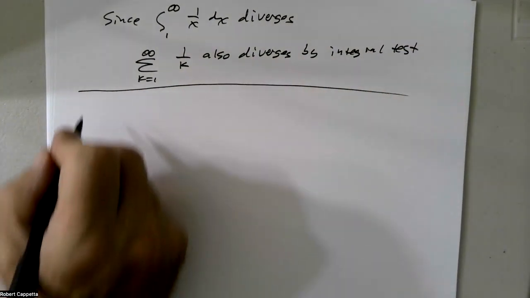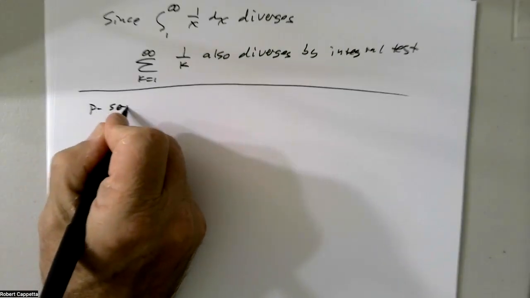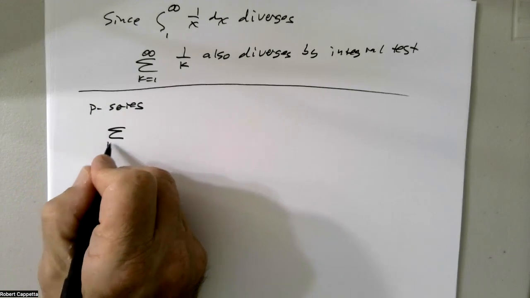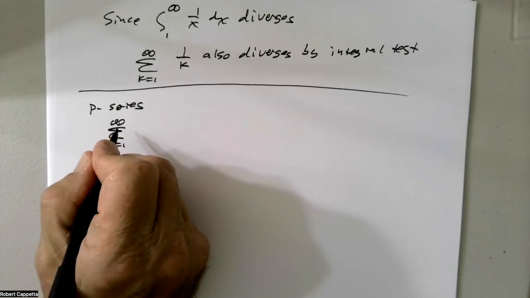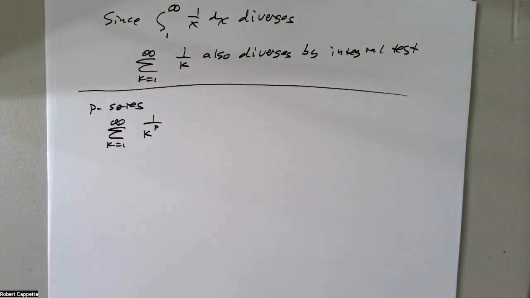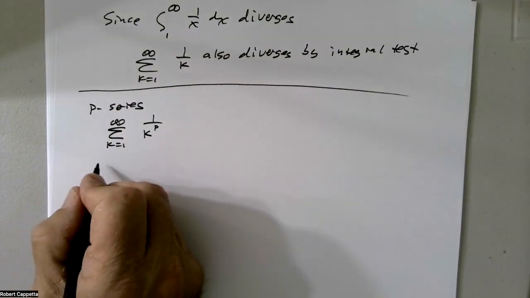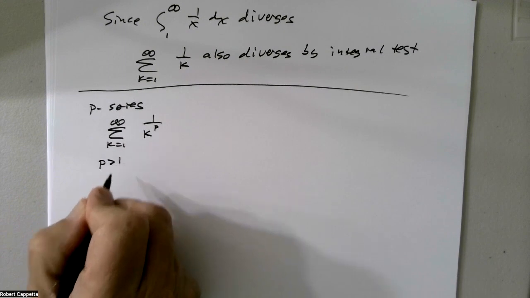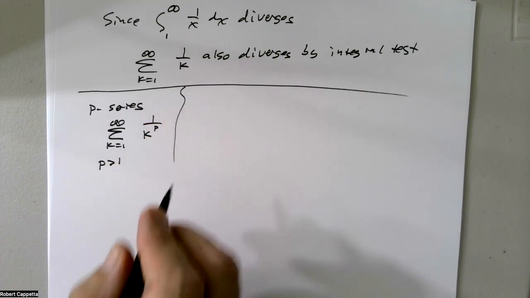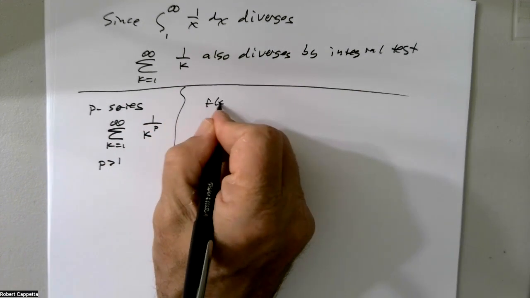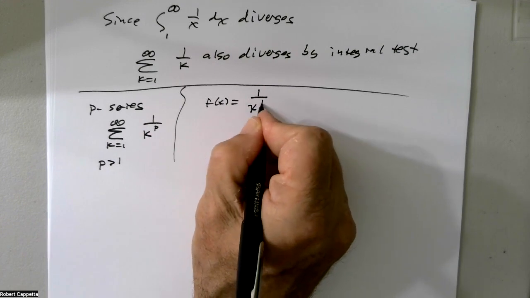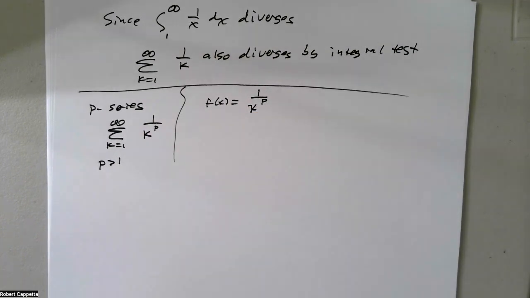Remember, we're looking at our p series. Under our p series, sum as k goes from 1 to infinity, 1 over k to the p. How about for our next case, we say that p is greater than 1. Okay. So then what is my associated function? My associated function, f of x, is 1 over x to the p.